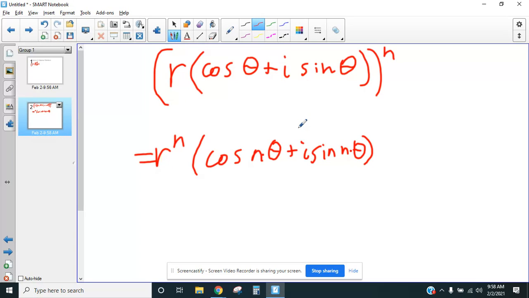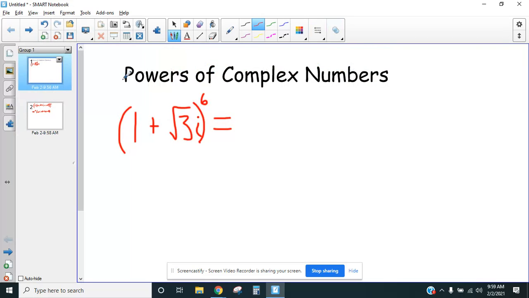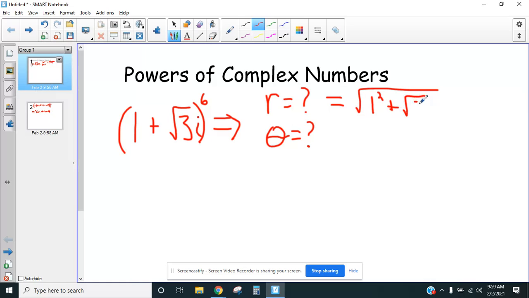Now the problem we have is it's not in this form. It's in complex number form, rectangular form. So let's go back. What we have to figure out is what is r and what is theta. So this would be square root of 1 squared plus square root of 3 squared. We're ignoring the 6th power for now. That's what we're going to do after we convert it. So what's that spit out? Well, we got 1 plus 3. That'd be square root of 4, which is 2. So r is 2.